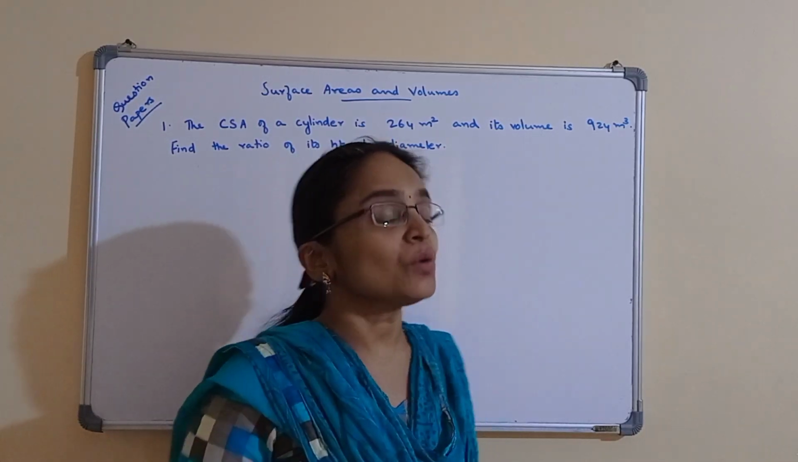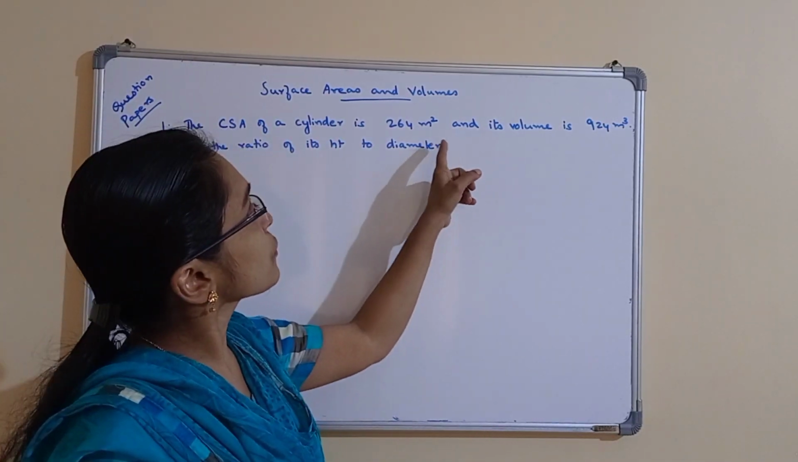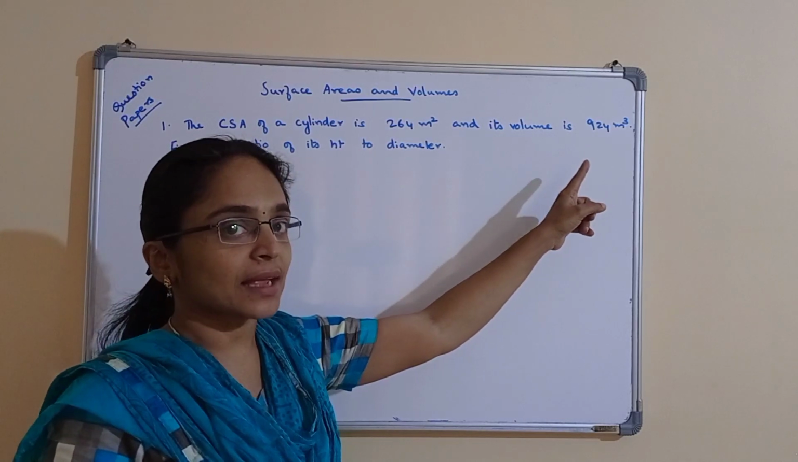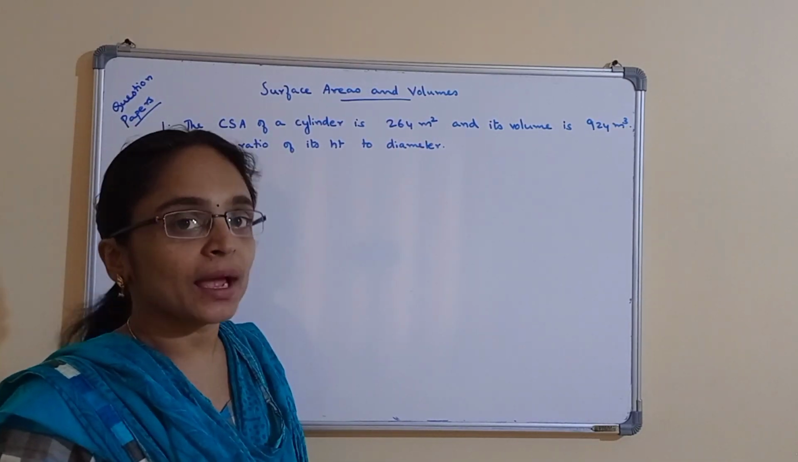So let us start now. The first question is: the CSA of a cylinder is 264 meter square and its volume is 924 meter cube. Find the ratio of its height to diameter.